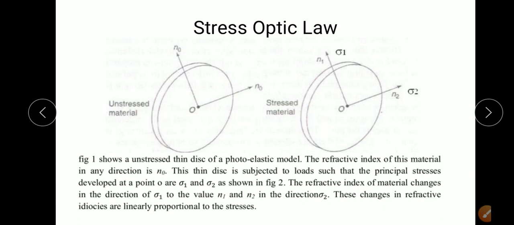You can read here, the figure shows the unstressed thin disc of a photoelastic model. The refractive index of the material in any direction is n naught. This thin disc is subjected to loads such that the principal stresses developed at a point O, sigma 1 and sigma 2, are as shown in figure 2. The refractive index of the material changes in the direction of sigma 1 to the value n1 and to n2 in the direction of sigma 2. These changes in the refractive indices are linearly proportional to the stresses. So with respect to the stress variation, the refractive index changes.